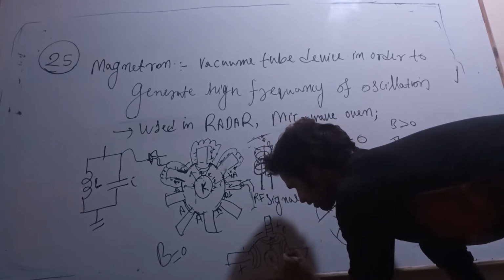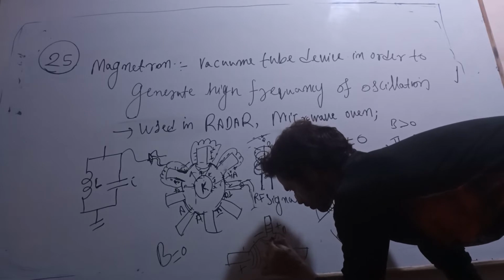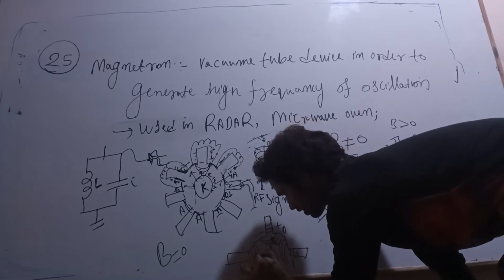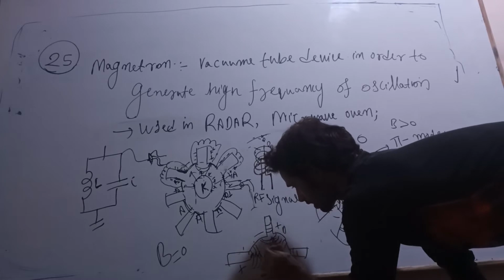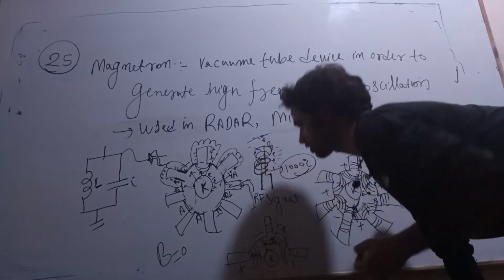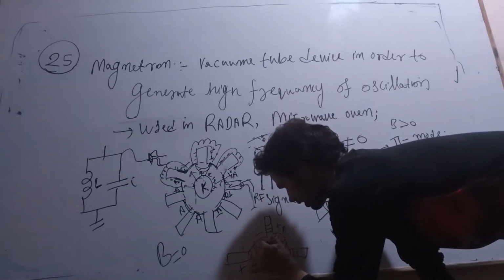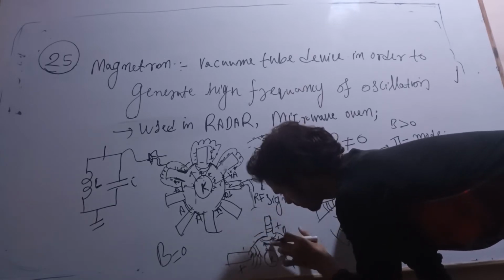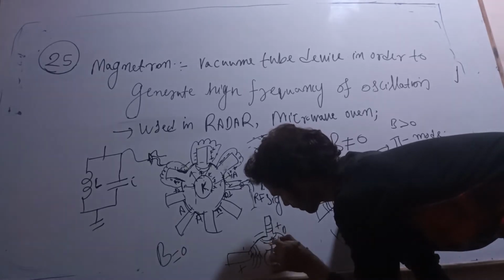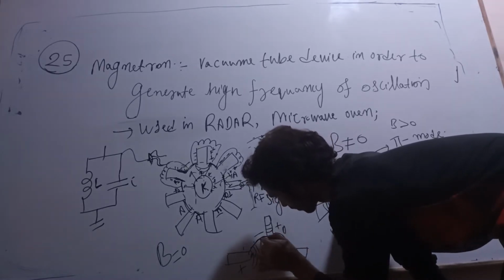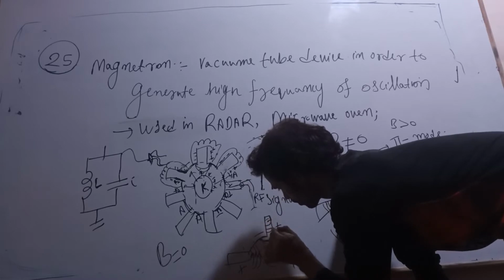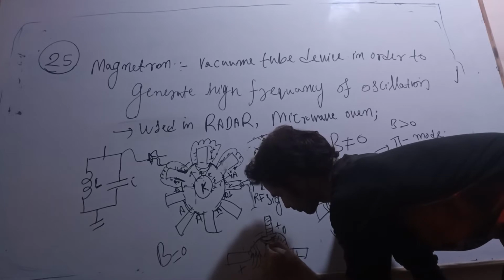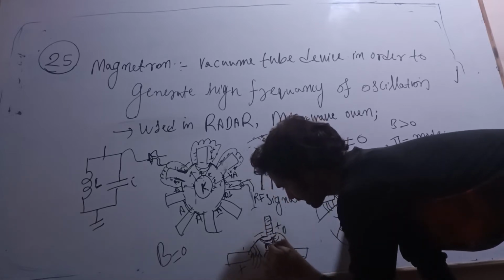Now see here, the direction is from positive to negative on this side, and the direction is this side. Now let us say the electron is moving this side, toward this cavity, toward this anode. Now this magnetic field from positive to negative across this cavity will accelerate this electron. This magnetic field will accelerate this electron.